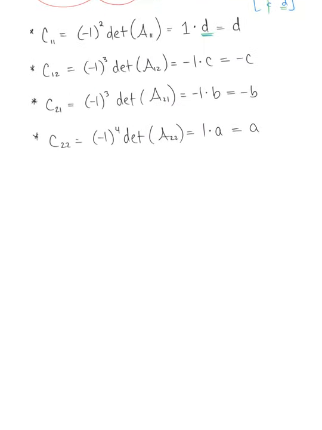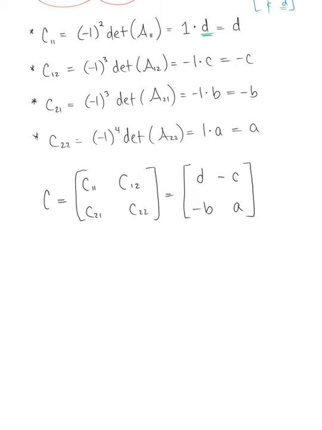And so what we have here is our matrix of cofactors, defined by the 2 by 2 matrix C sub 1,1, C sub 1,2, C sub 2,1, C sub 2,2. Plugging in what we found, we have D, negative C, negative B, A. So here is our matrix of cofactors. And if we now take the transpose of this matrix, so if we interchange the rows and columns, so we have C sub 1,1, C sub 2,1, C sub 1,2, C sub 2,2, we are left with our familiar matrix, D, negative B, negative C, A.